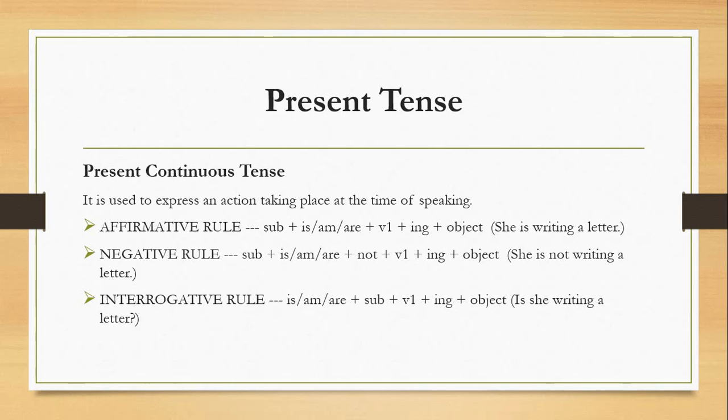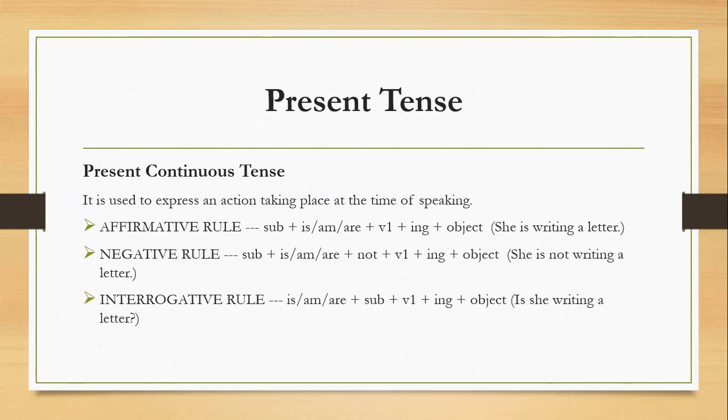Then comes present continuous tense. It is used to express an action taking place at the time of speaking. I can say that at present I am recording. Again the same affirmative, negative and interrogative are given. Affirmative: subject plus is, am, are. Do remember we use forms of the be verb in present continuous tense: am, is, are, plus V1 plus ing plus object. For example, she is writing a letter.